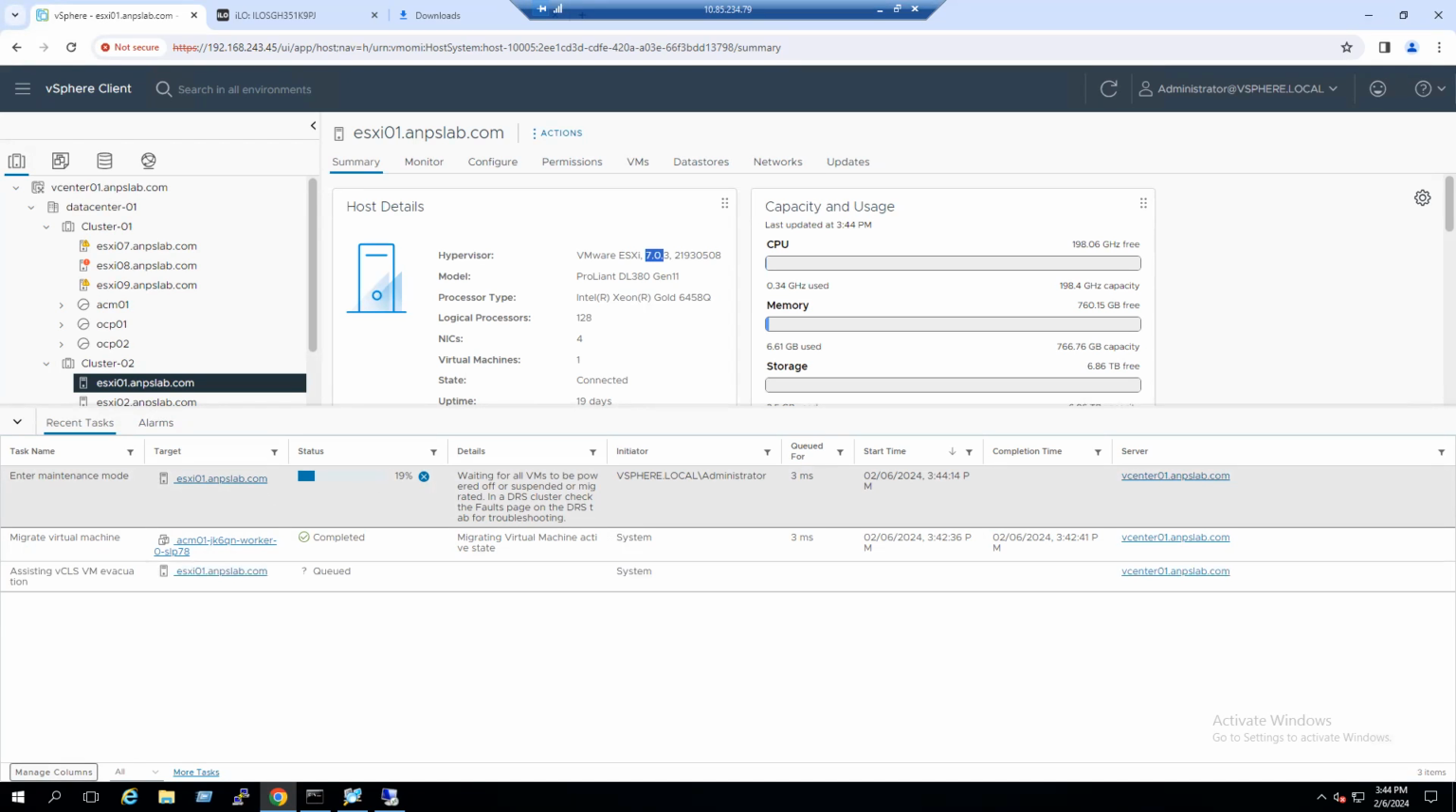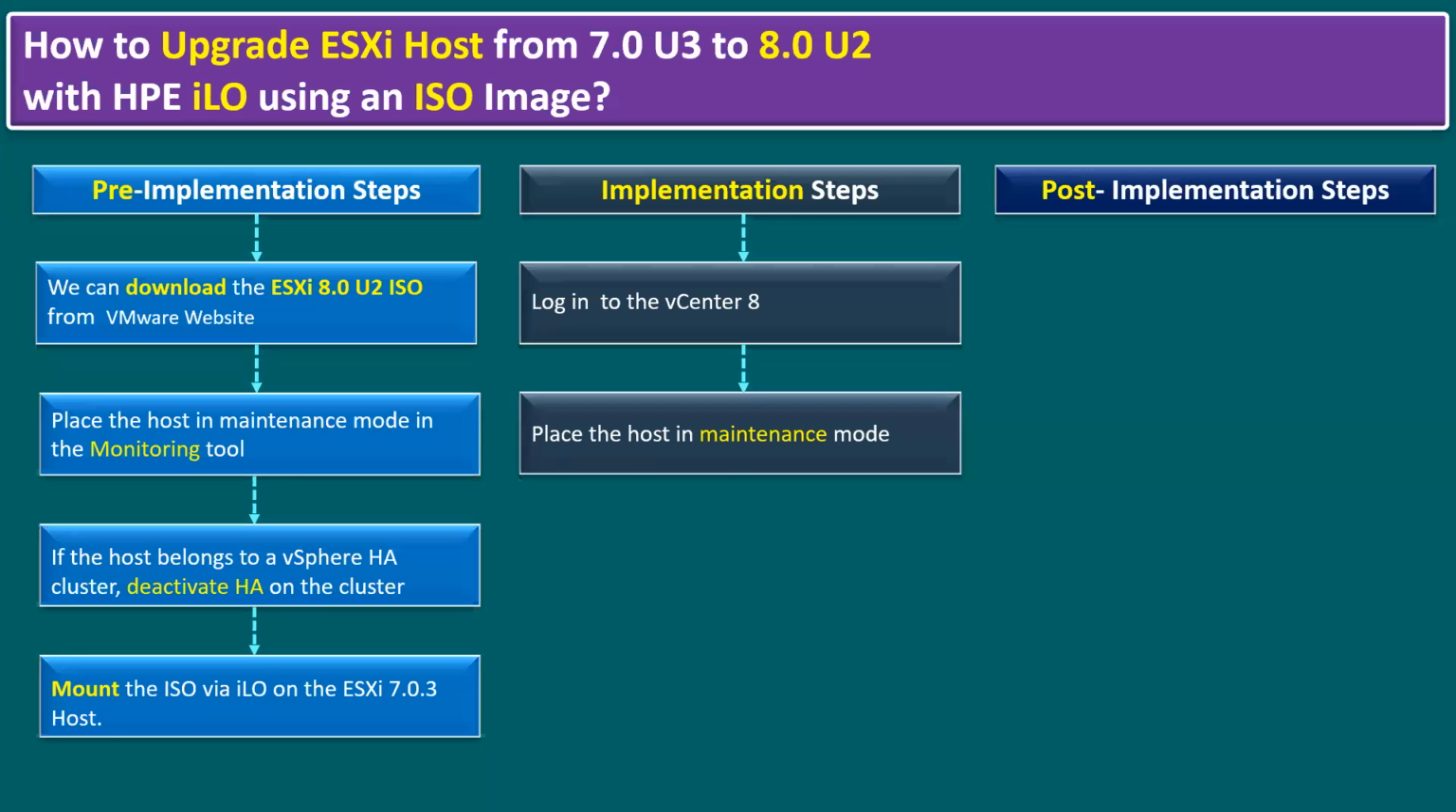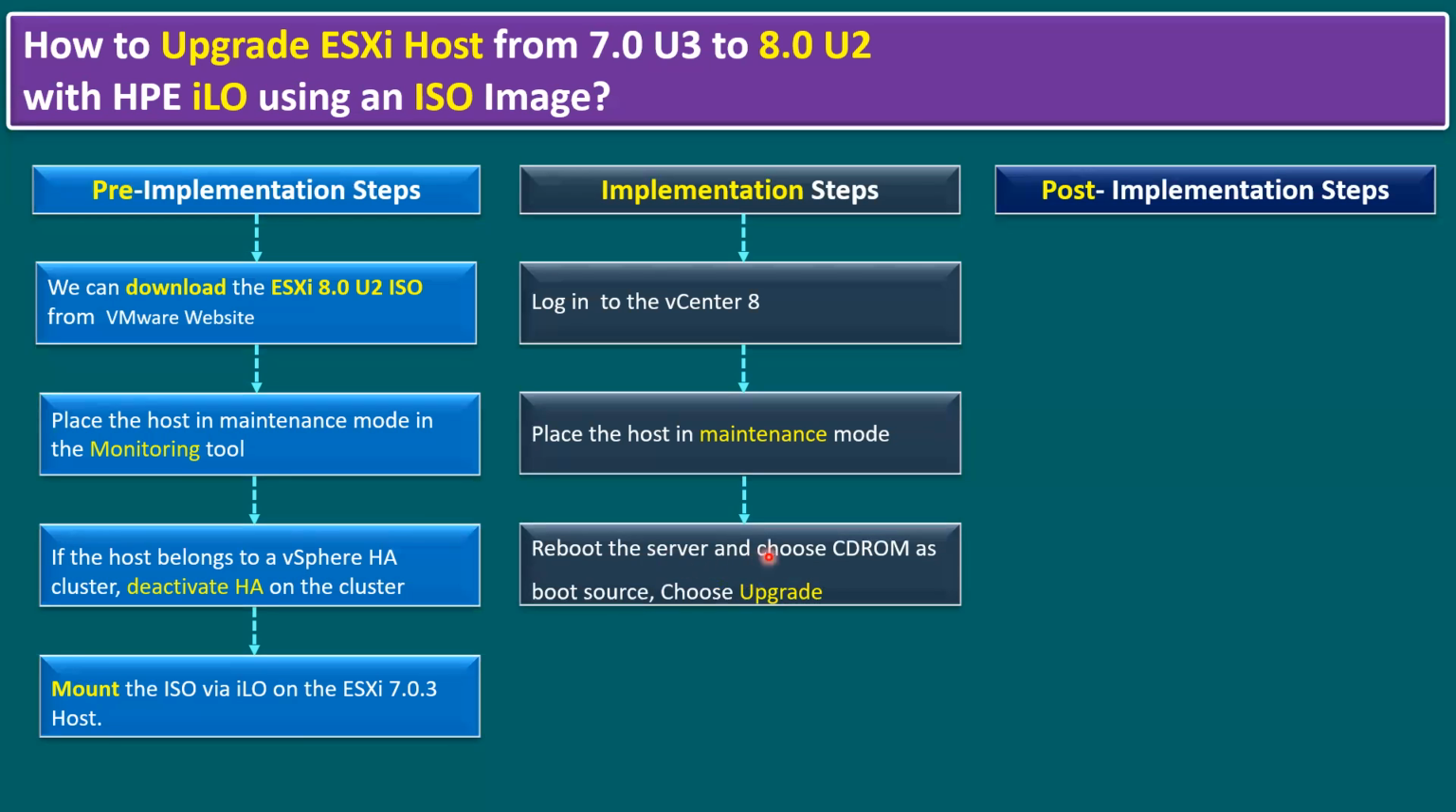So this point only I highlighted in our slide. See, place the host in maintenance mode. And next point is we have to reboot the server. So we have to reboot the server means either we can reboot from vCenter level or we can reboot from the iLO. And while rebooting, we have to choose the CD-ROM as the boot source.